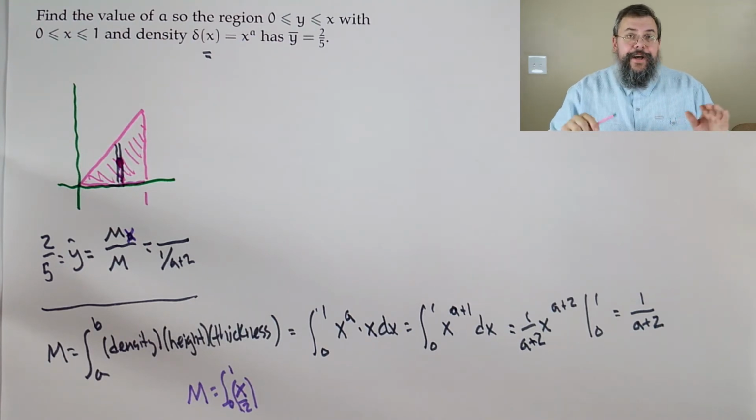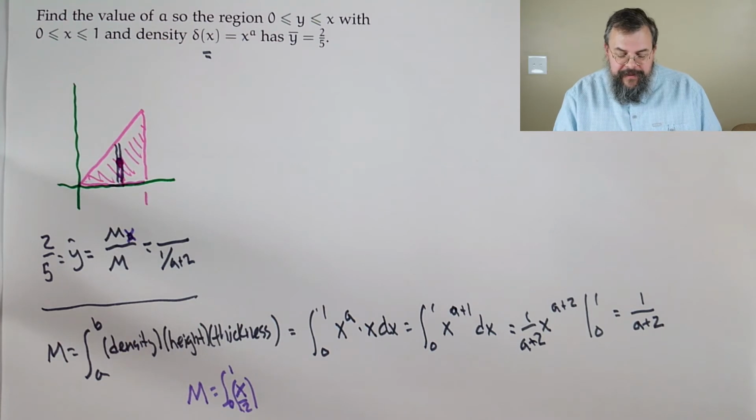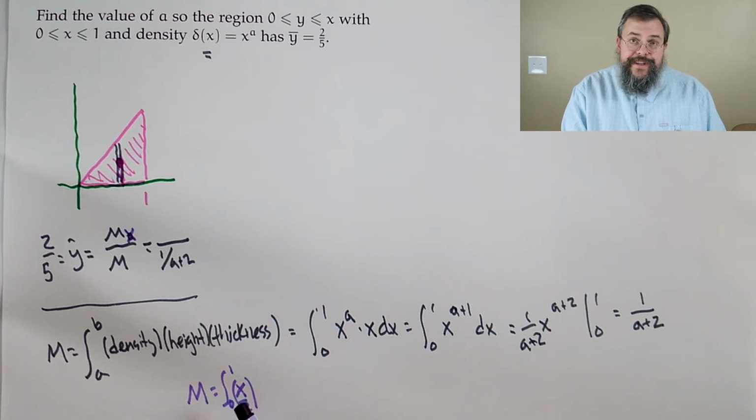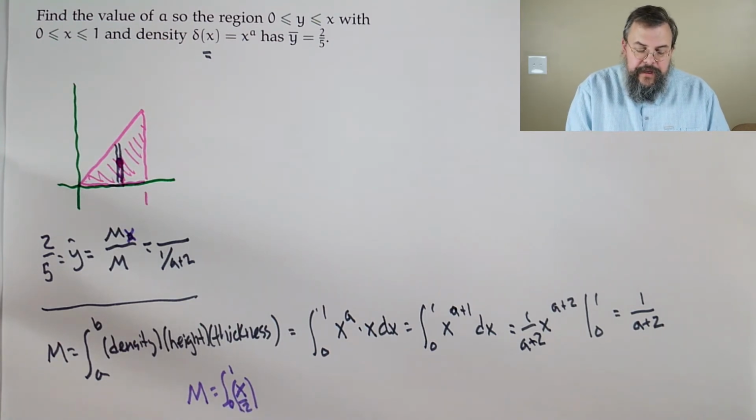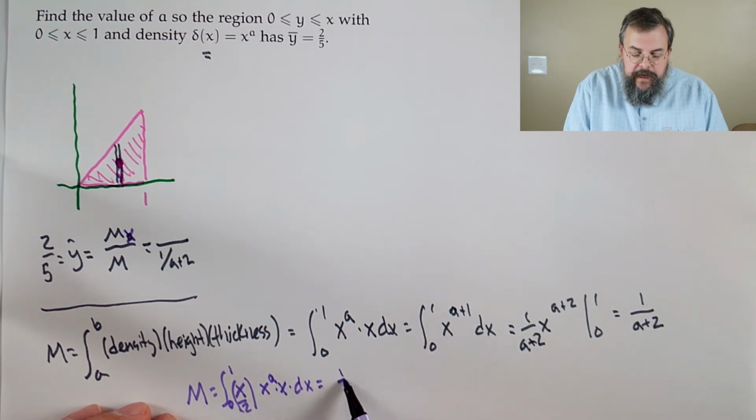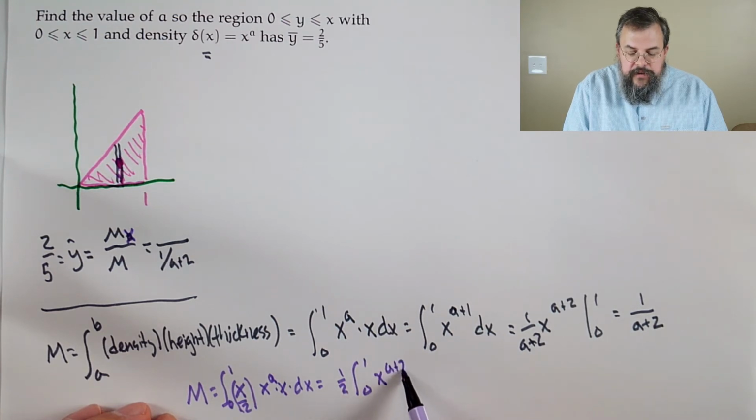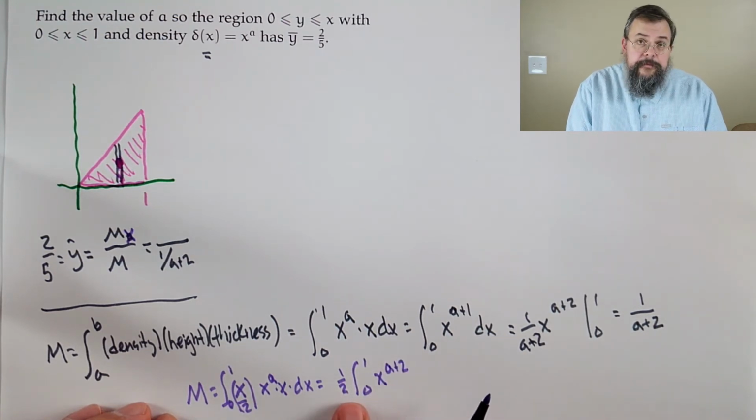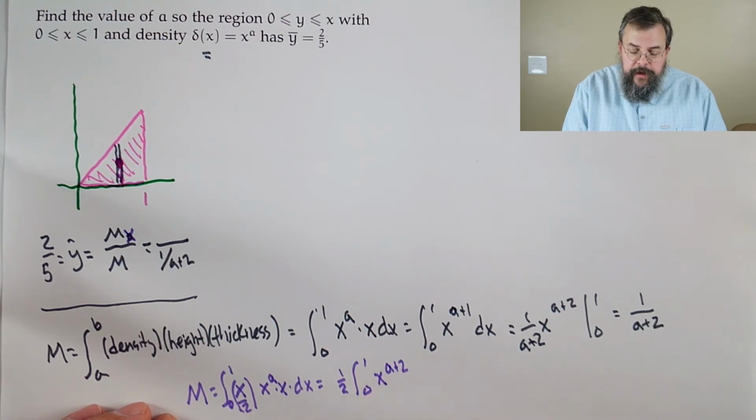Okay, all right, we should slow down so we don't make mistakes. So location, x over 2. Height, still x to the a. Density, still x to the a. Height is still x. Thickness is dx. So we end up with 1/2 integral 0 to 1 x to the power a plus 2. So that's essentially, we have a half, and we increased our exponent by 1. So not too big of a change.